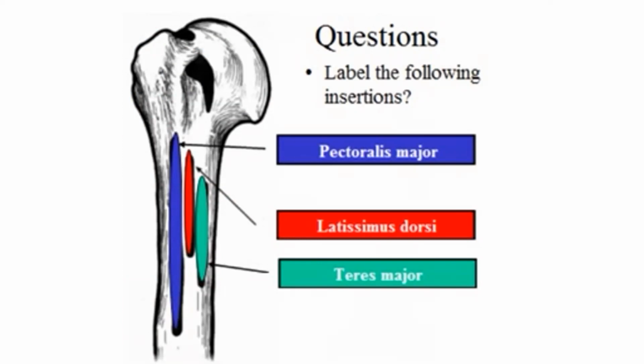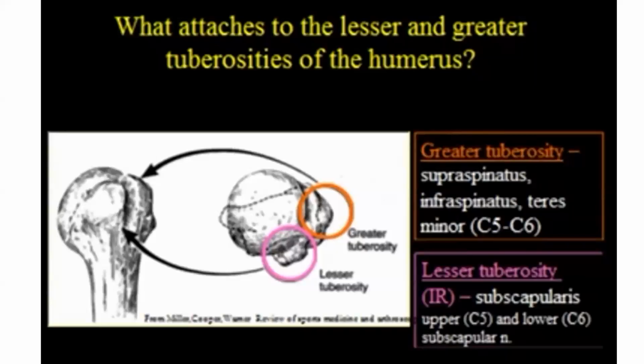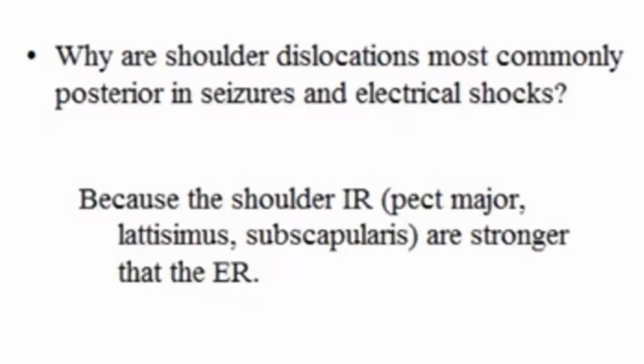You have to know that laterally it's the pectoralis major. In the center, it's the latissimus dorsi, and then teres major. Don't forget these words. Don't forget that the supraspinatus and infraspinatus insert on these structures, the greater and lesser tuberosity, and are supplied by C5, C6. Why are shoulder dislocations most commonly posterior in seizures?